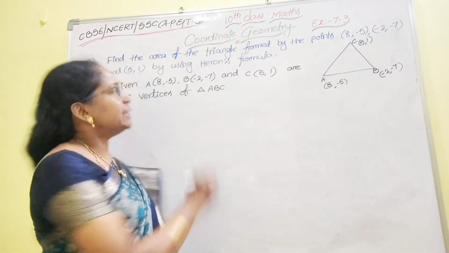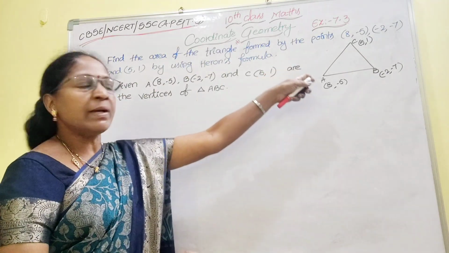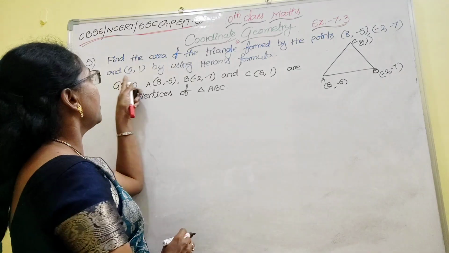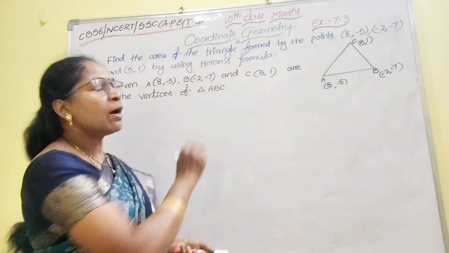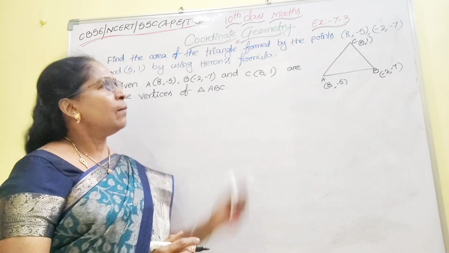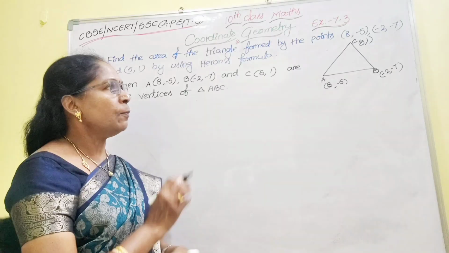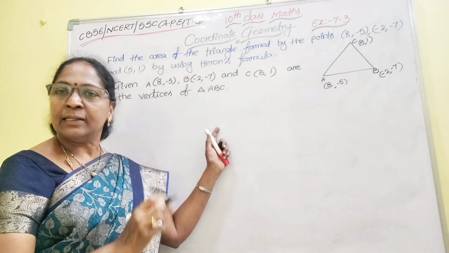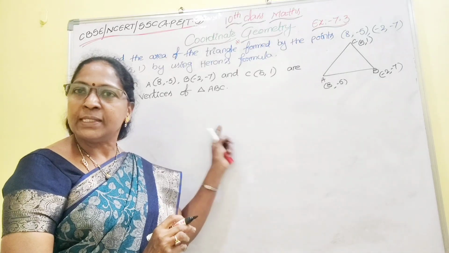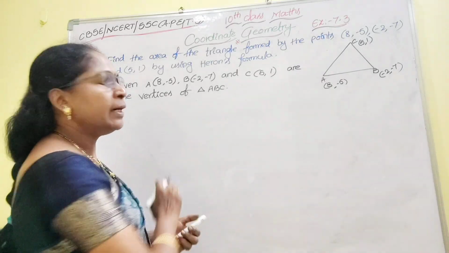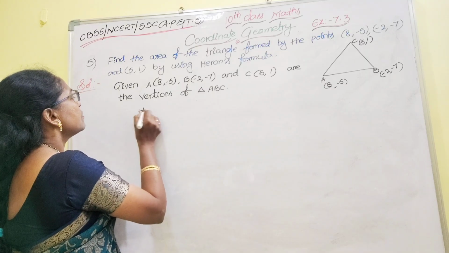The last question in this exercise: find the area of the triangle formed by the points (8, -5), (-2, -7) and (5, 1) by using Heron's formula. So here also you have to find the area of the triangle, but by using Heron's formula. Till the 4th problem we used area of the triangle equals half modulus of that formula, but here we have to use Heron's formula and find the area of the triangle. So what is Heron's formula?